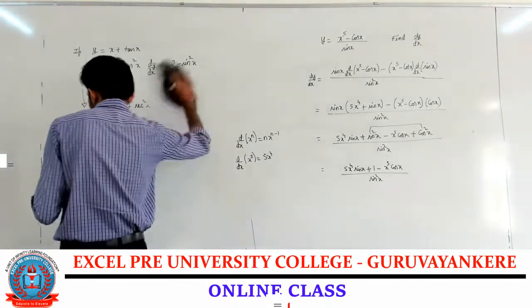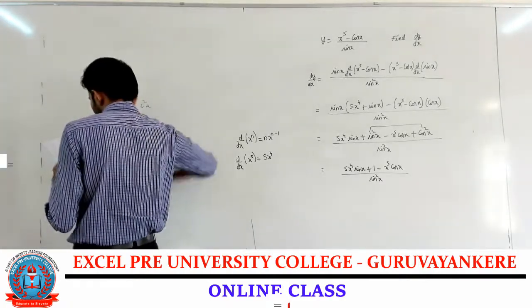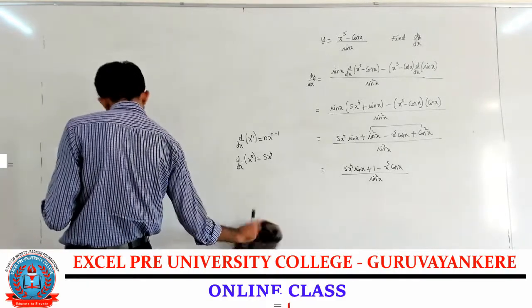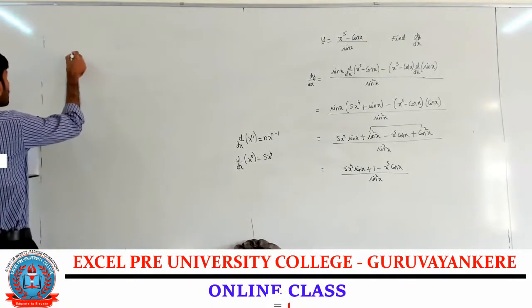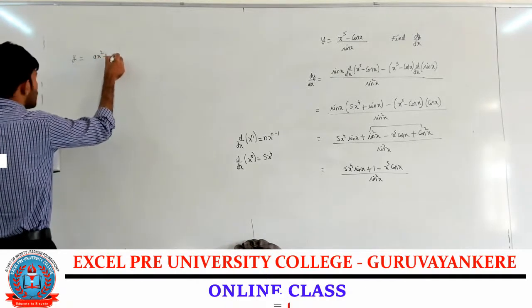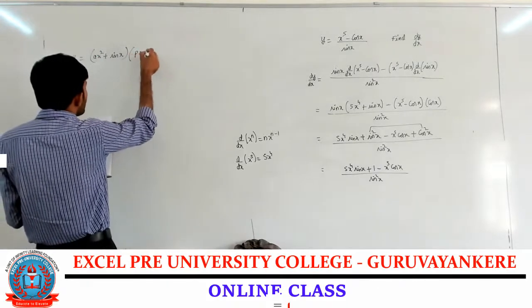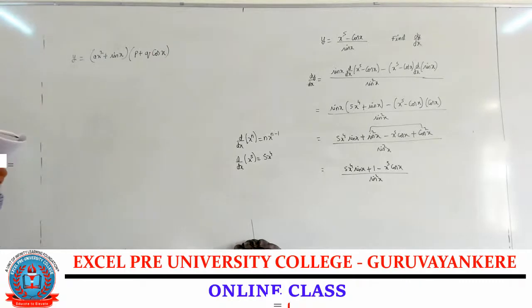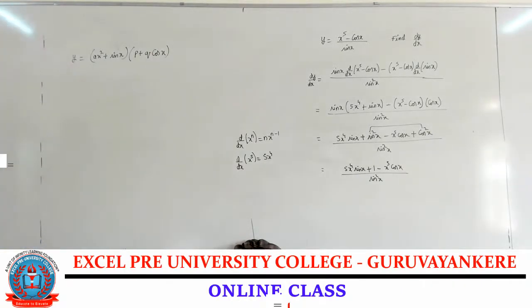Next one, y is equal to ax square plus sin x, into p plus q cos x. Here a, p, q are constants. Find dy by dx.